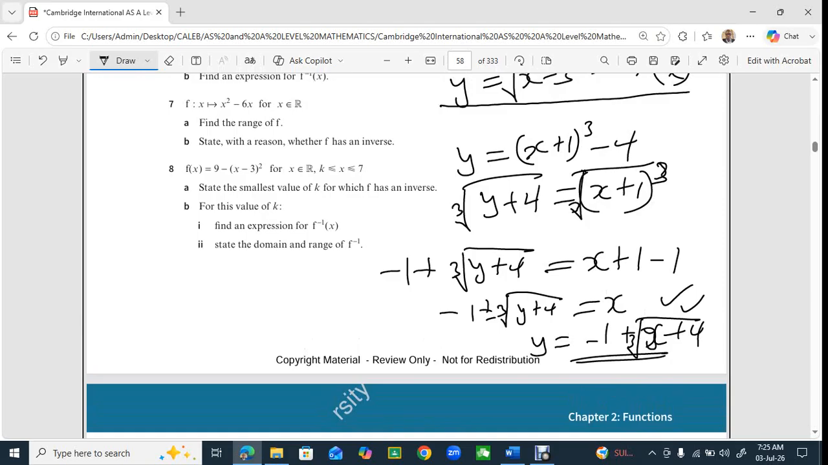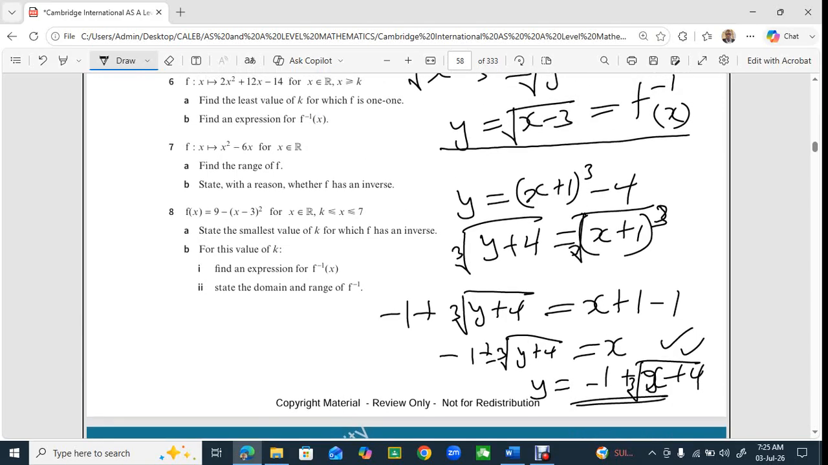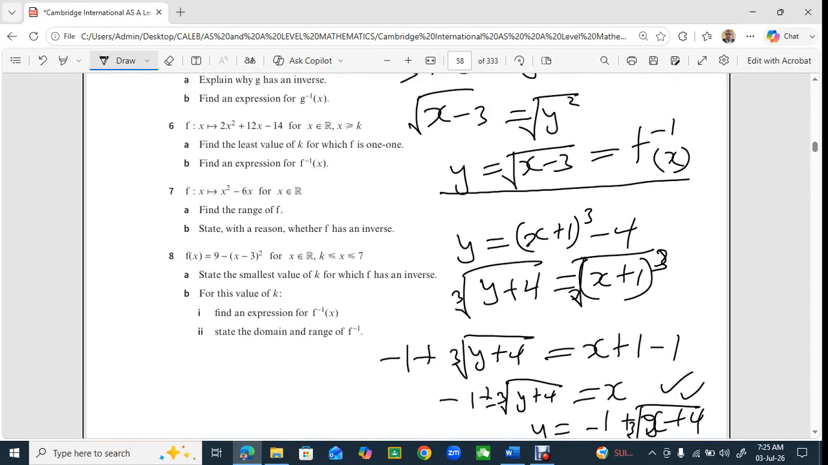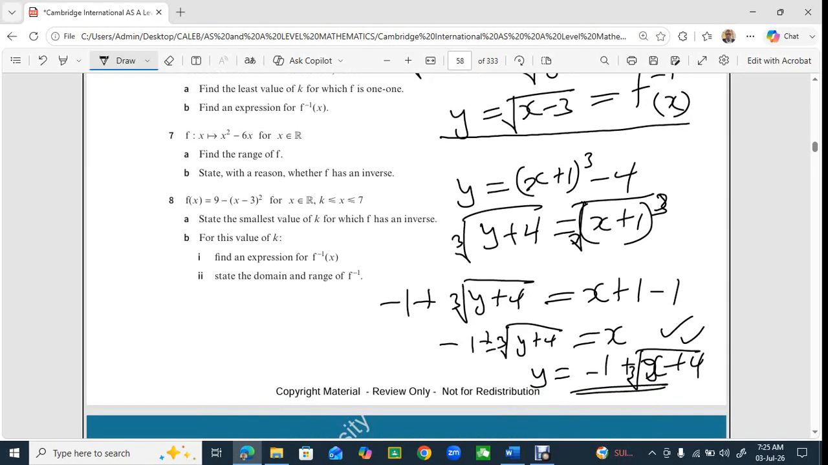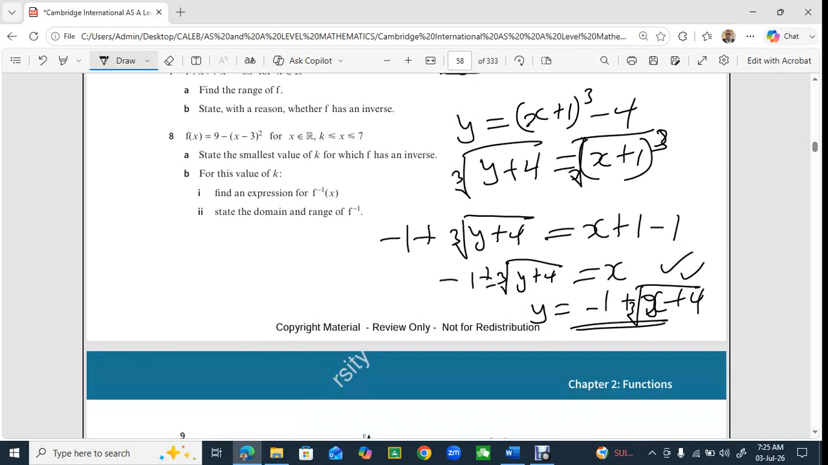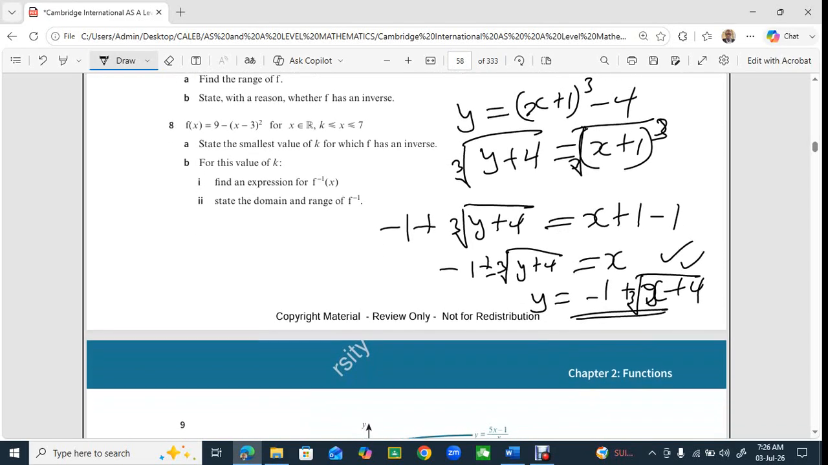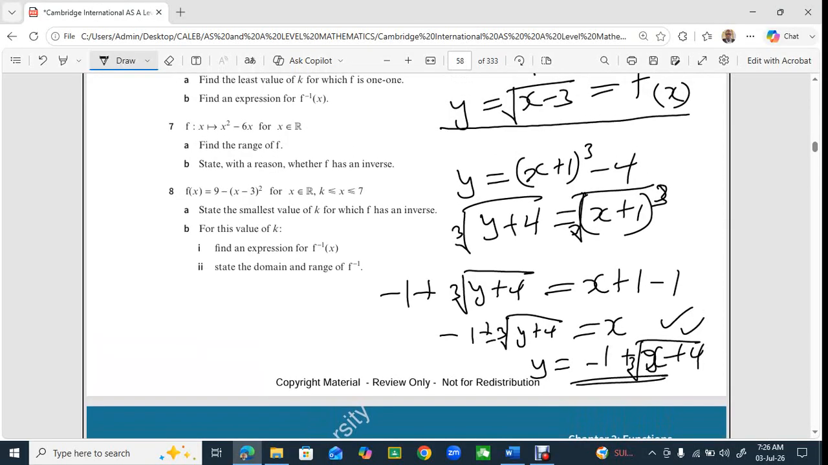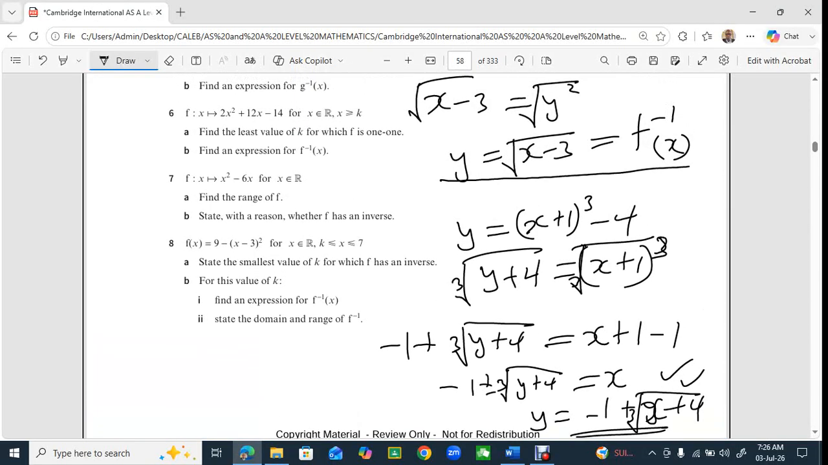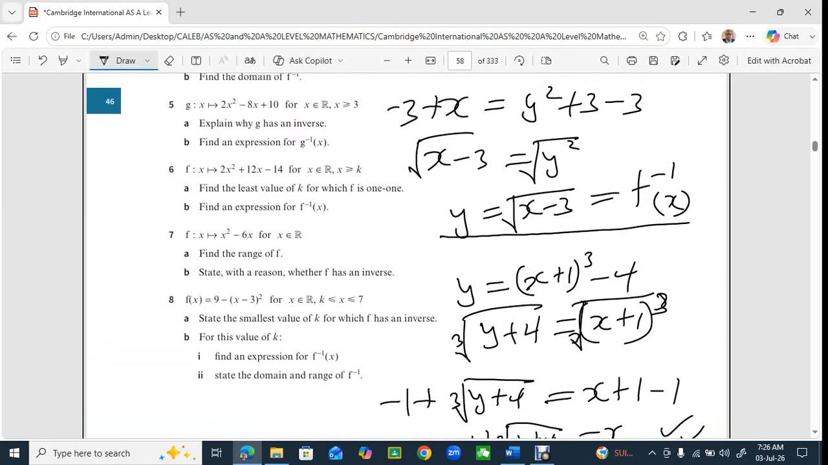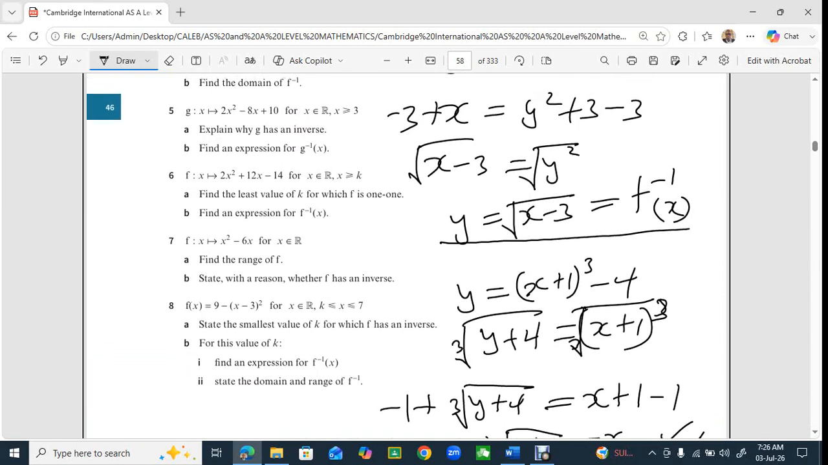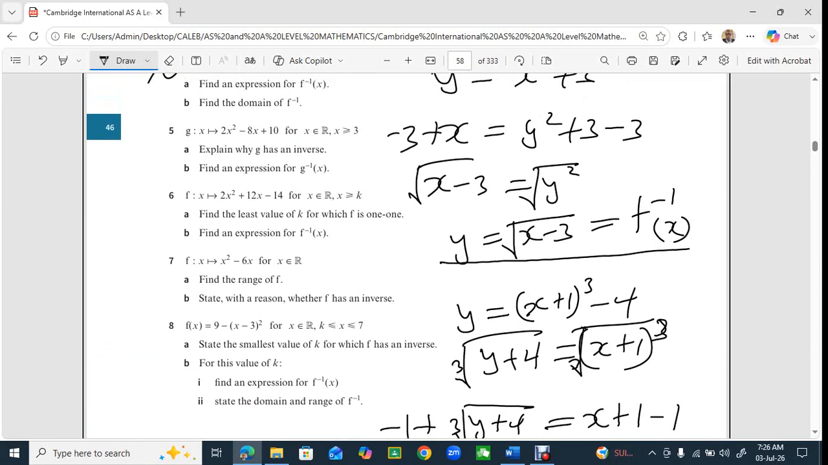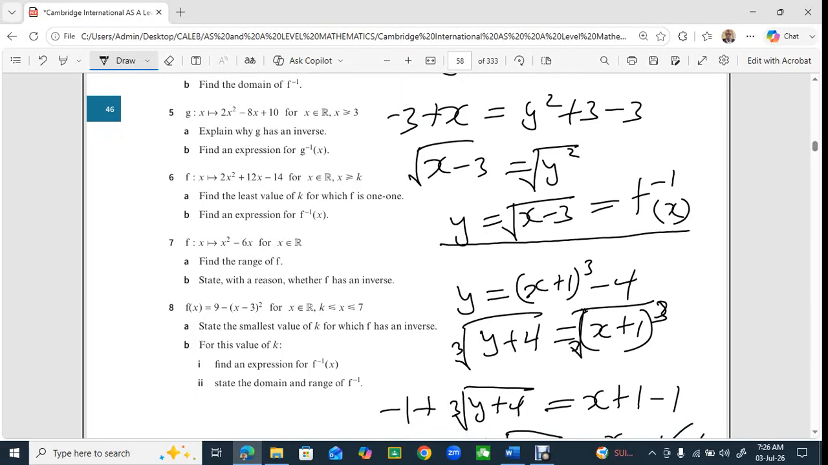Any other group? Elam, your group? You got the same? Well done. Good. Which group have I not checked the work? Ilham? Oh, nice. All got the same. Good. That is now part A. Part B?